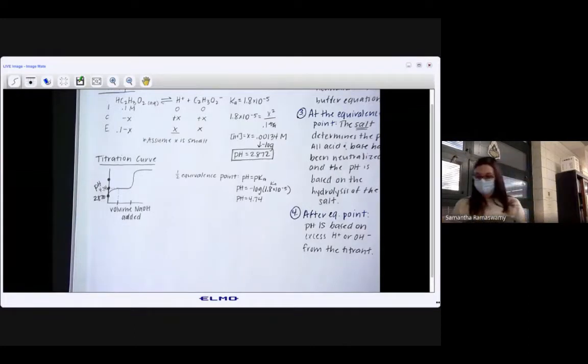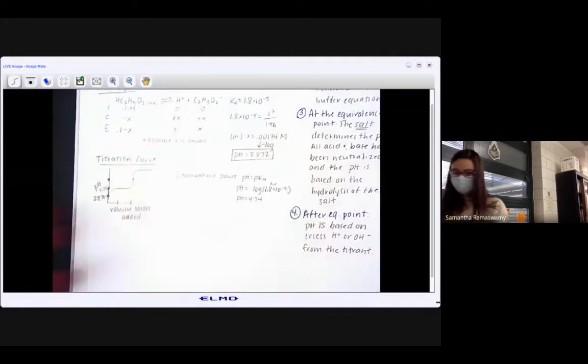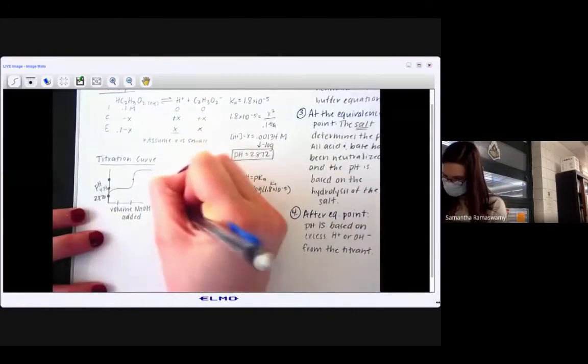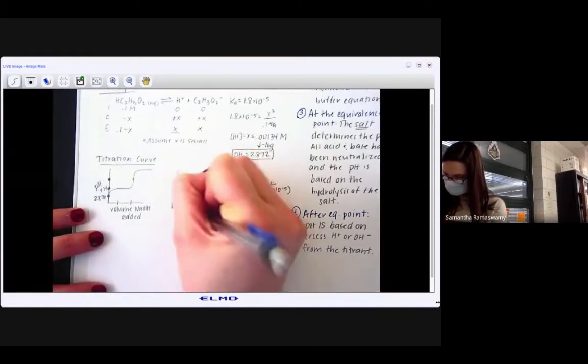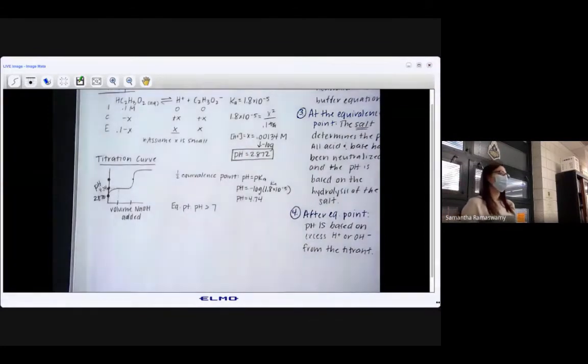Above 7. So this pH at the equivalence point should be somewhere above 7. So I'll just write that here. Equivalence point, pH greater than 7. We don't know what it is yet, but we know it should be above 7 because the strong base weak acid produces a basic salt.